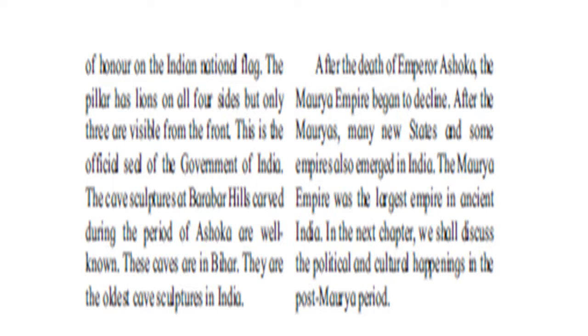After the death of Emperor Ashoka, the Mauryan Empire began to decline. After the Mauryans, many new states and some empires also emerged in India. The Mauryan Empire was the largest empire in ancient India. In the next chapter, we shall discuss the political and the cultural happenings in the post Mauryan period.